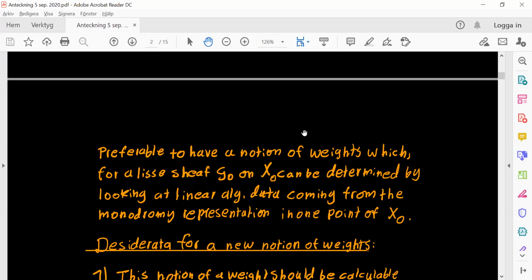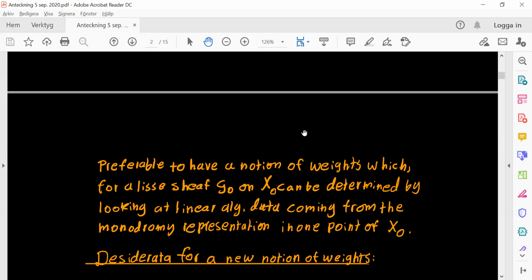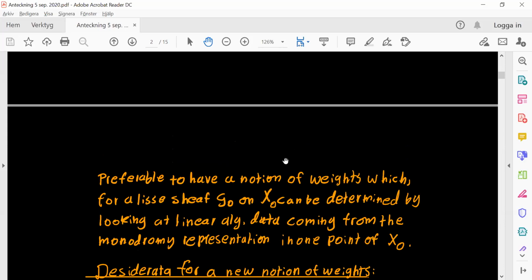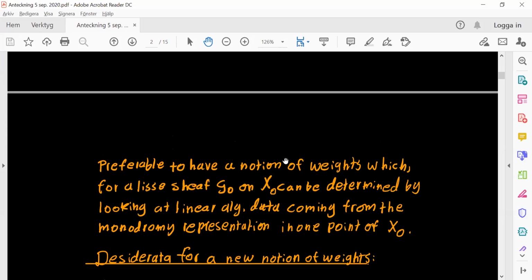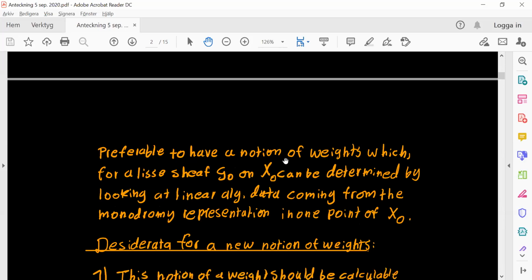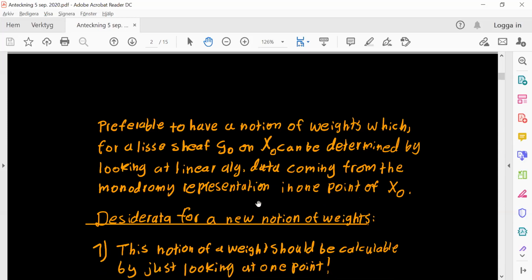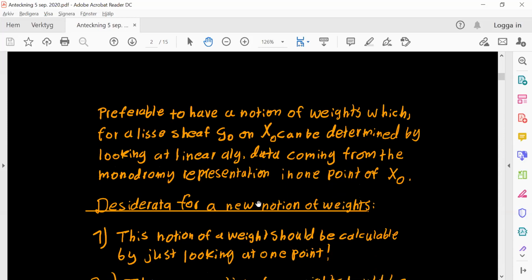So this is what we'll now try to do. We will try to define some new notion of weight, which should be calculable from just one point. And we also want this to be meaningful in some sense. I mean, I can just define the weight to be 0 at every point, but it will not be meaningful. So we want this to also carry some meaning. So here's a desideratum for some new notion of weight, what we would want from this new notion of weight that I'm speaking of. So first of all, as you said, I want this notion of weight to be calculable by just looking at one point.